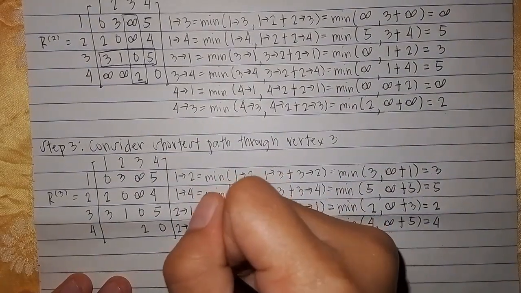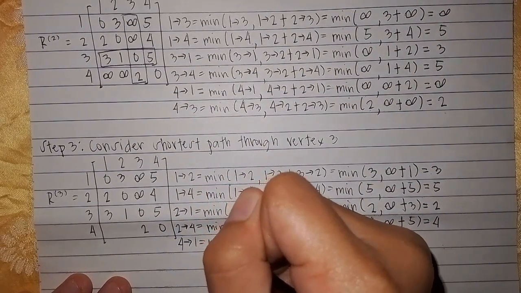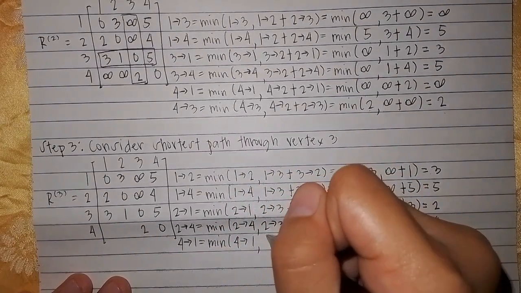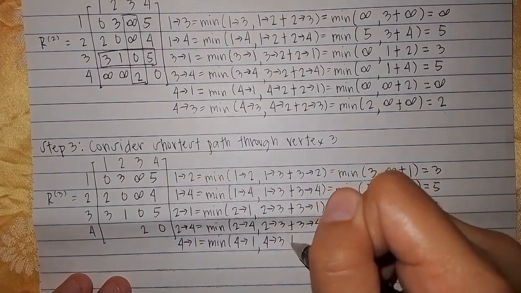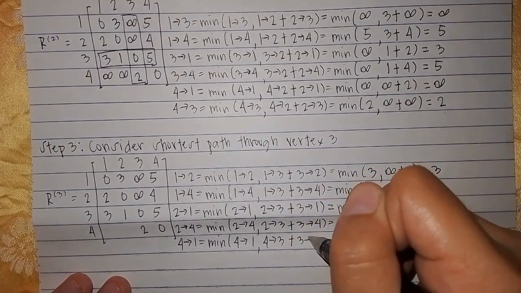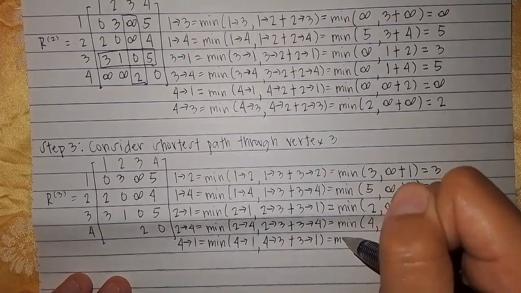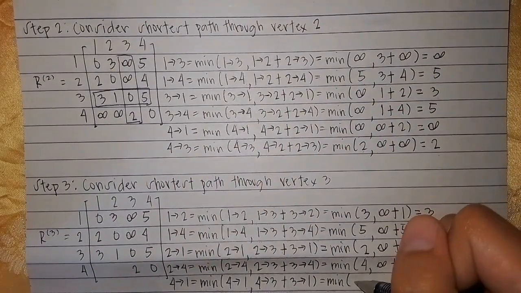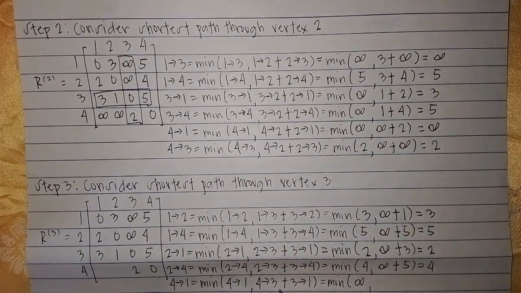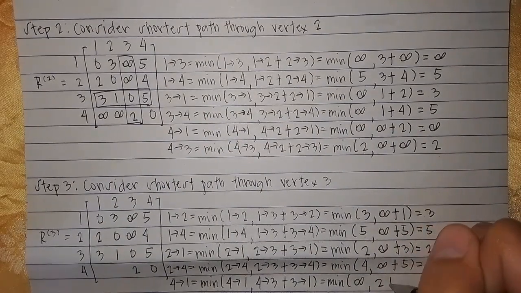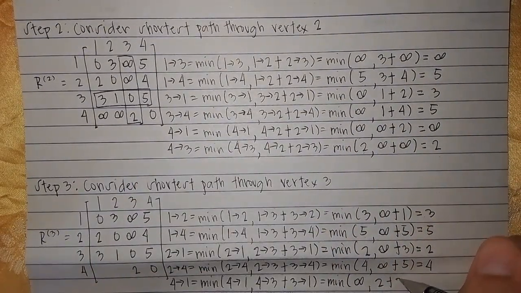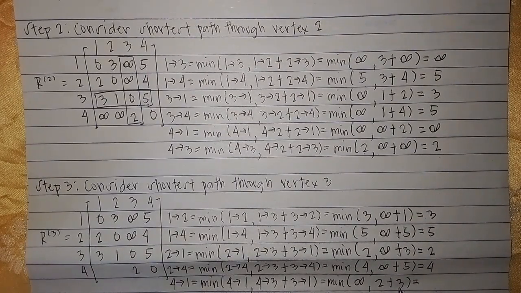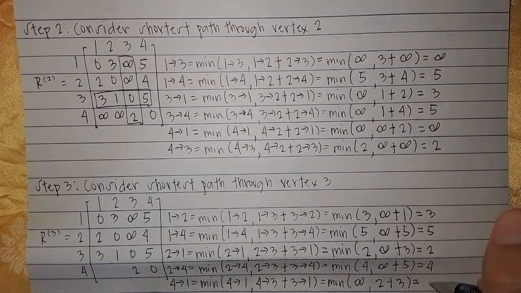Then 4 to 1. The minimum of 4 to 1 through the vertex of 3 is 4 to 3 plus 3 to 1. So 4 to 1, as you can see, is infinite, and 4 to 3 is 2 plus 3 to 1 is 3. So 2 plus 3 is equal to 5. So 4 to 1 is 5.